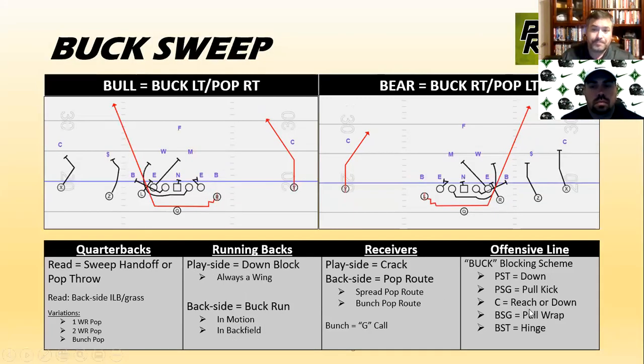This is buck sweep. What's different? Well, the blocking scheme is different. We're blocking down and still pulling the guards, blocking down, trying to kick out and cut underneath it like a typical buck sweep. And we'll get into the details. The pop's the same. The stalk's the same from the receivers. The quarterback has basically the exact same read. It's the backs that are different. The play side back now is going to block down. The backside back's going to run buck, but he's going to look to bang and then bounce instead of bouncing and banging. We'll talk about that in a minute.